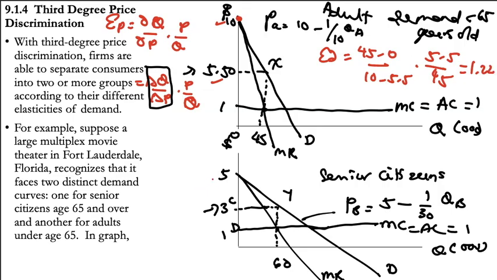Now, let's look at the elasticity of demand for the senior citizens. So elasticity of demand is given by this. We want to calculate it at point Y here. At point Y you have 60 and 3, and then another point on the same demand curve, which is 0, 5. Okay, so let's calculate it.